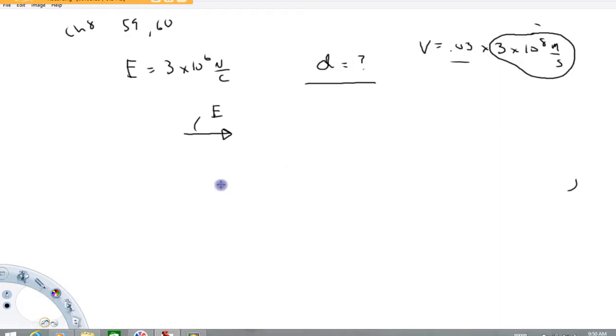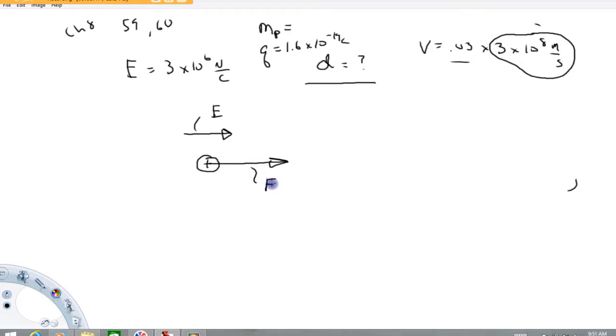Now, it says something about a proton. Let's put a proton in our picture. A proton has a certain mass. I'll call that m sub p. I'm going to let you look that up. Charge of a proton, fundamental unit of charge, 1.6 times 10 to the minus 19th coulombs. And because we have a charge in an electric field, we're going to get a force on that proton, and that force will be this way.